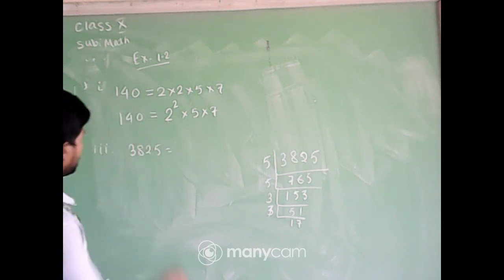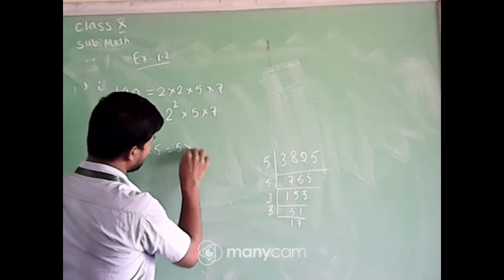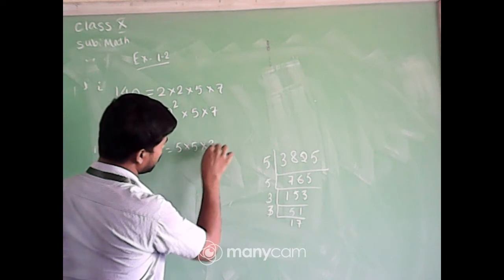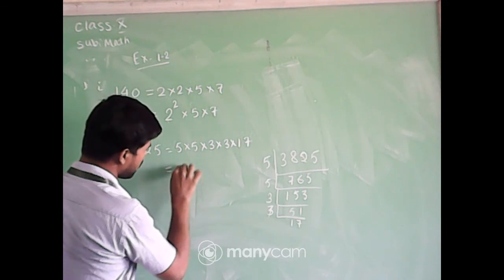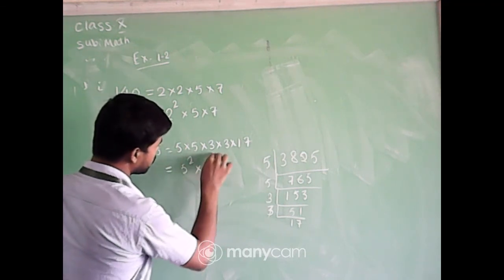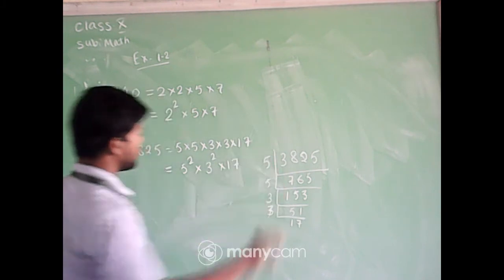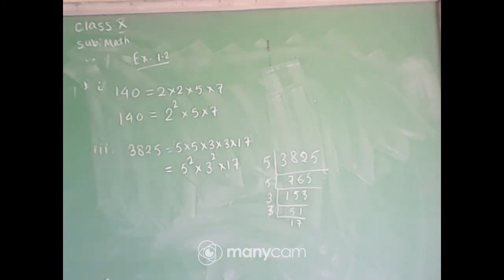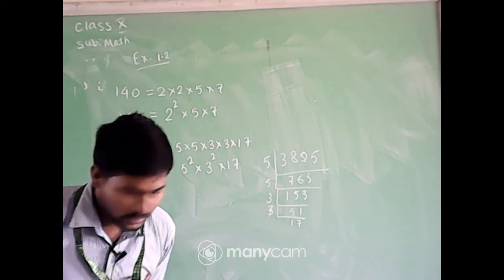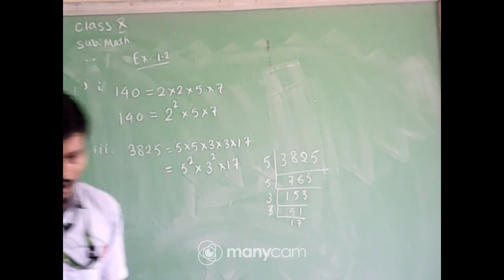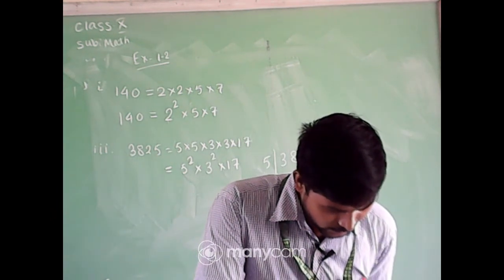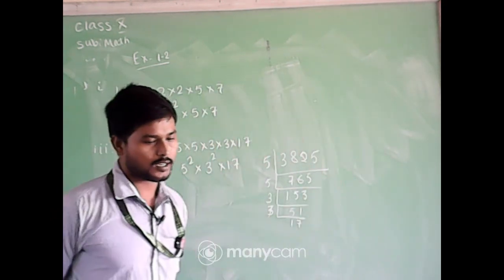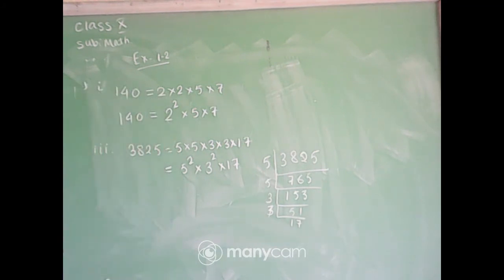Okay, very good. So it is actually 5 into 5 into 3 into 3 into 17. That can be written in the form 5 square into 3 square into 17. Okay, very good. Now students, look one thing. If I leave question number 2, 3, 4 and 5 for you, can you solve it by yourself?